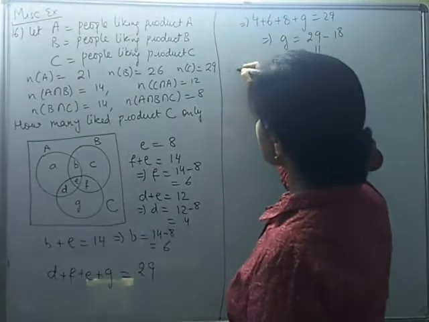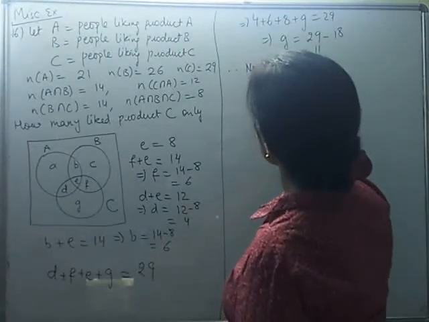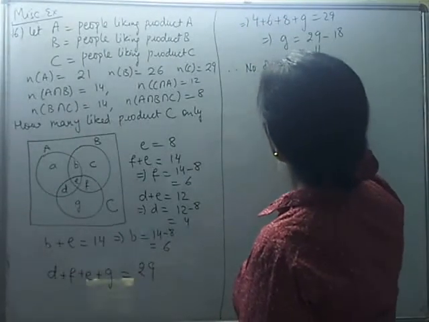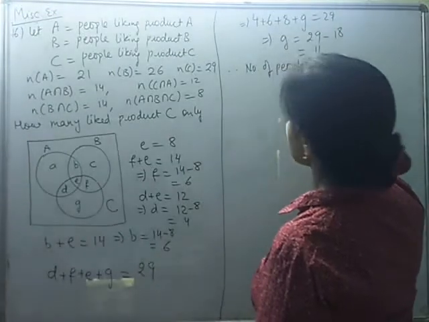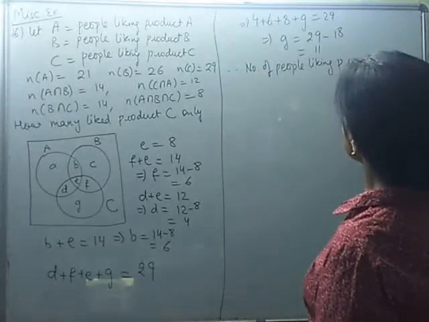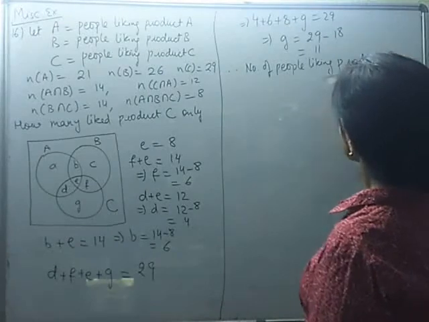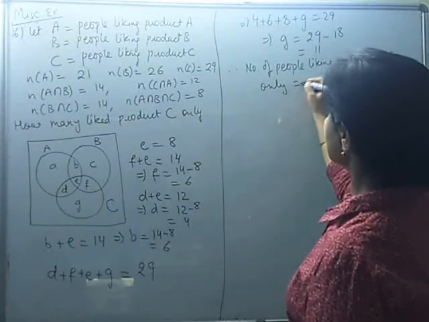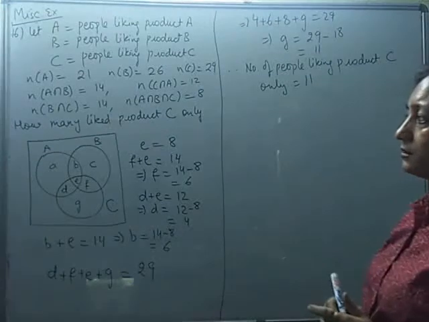So therefore, the number of people liking product C only is equal to 11. So we are done with the problem here.